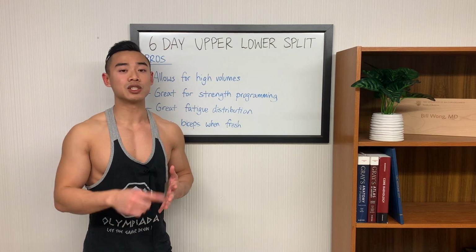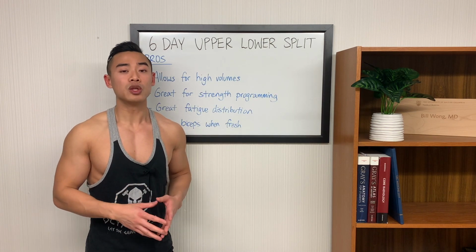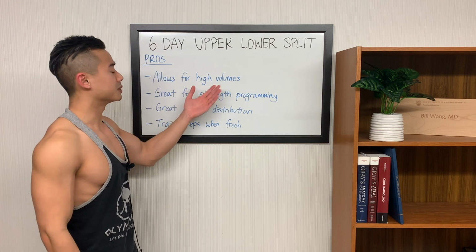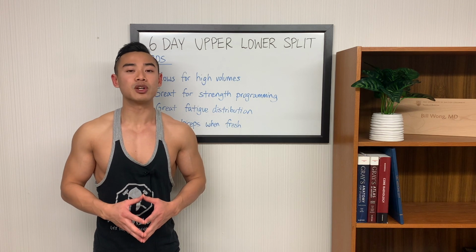First of all, when you have 6 days across the week set up in an upper lower fashion, you have a high 3 times per week frequency. And this allows for high volumes. You'll see that I usually recommend that you train each muscle at least twice per week.